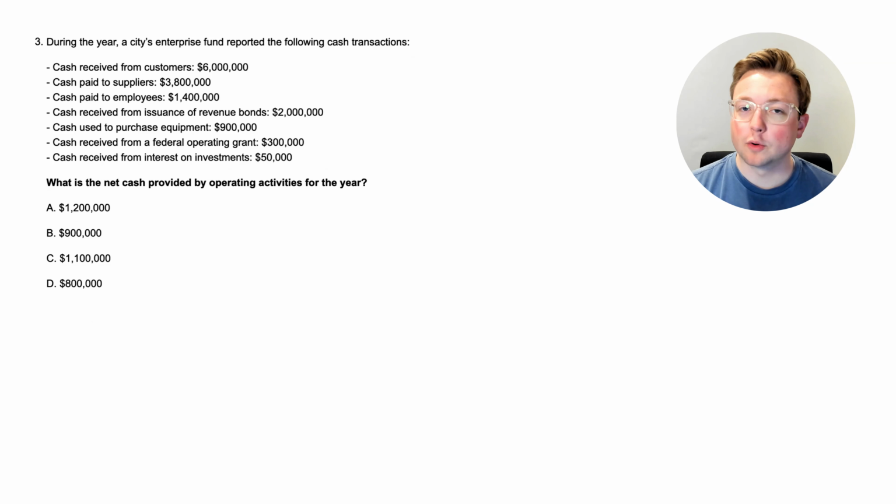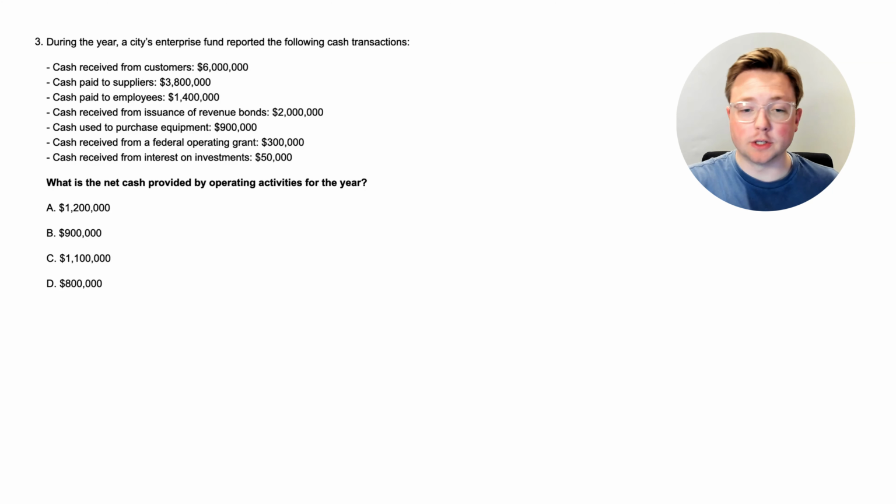All right, here we are at question 3. What is the net cash provided by operating activities for the year? We just talked a little bit about this in the previous question, so let's see how we can do here. During the year, a city's enterprise fund reported the following cash transactions: cash received from customers, $6 million, cash paid to suppliers, $3,800,000, cash paid to employees, $1,400,000, cash received from issuance of revenue bonds, $2 million, cash used to purchase equipment, $900,000, cash received from a federal operating grant, $300,000, cash received from interest on investments, $50,000.